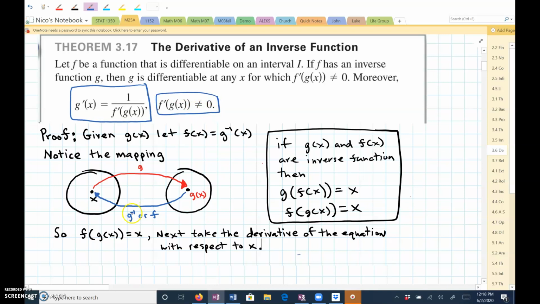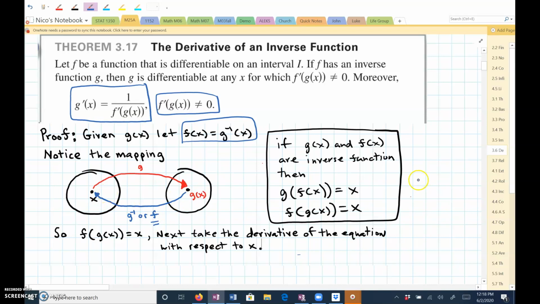So let's go through the proof of this one. It's a relatively easier proof compared to some of the other proofs that we've done. Given g of x, let f of x be the inverse of g of x. Notice the mapping. If we start with x and we plug it into the function g, you're going to end up at g of x. And then if you plug it into the function f, you're going to go back to x.